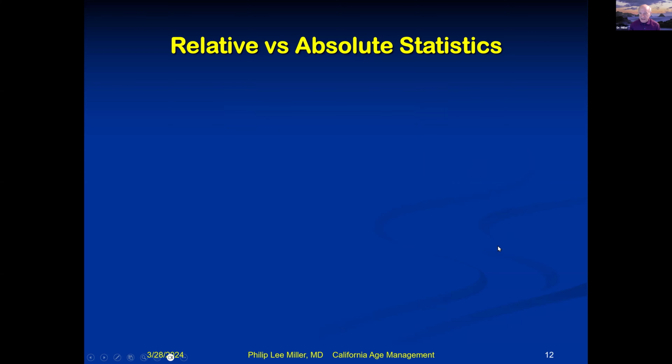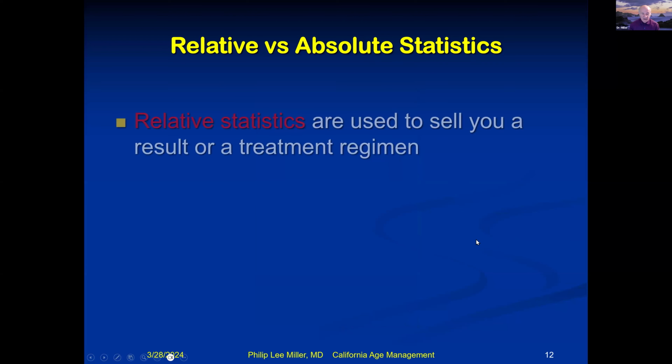So what are the things that we need to know? What we need to know, and what's really a concept that I have to emphasize over and over again, is that relative statistics are used to sell you a result or treatment.